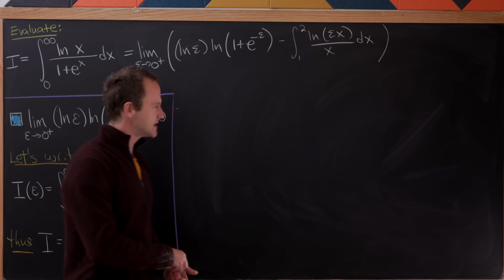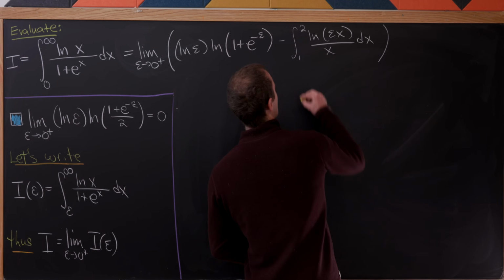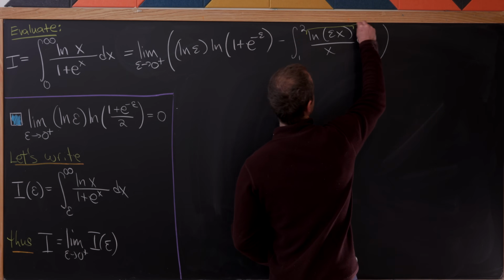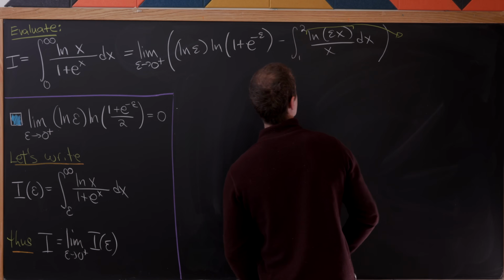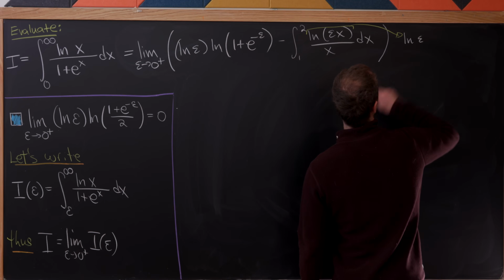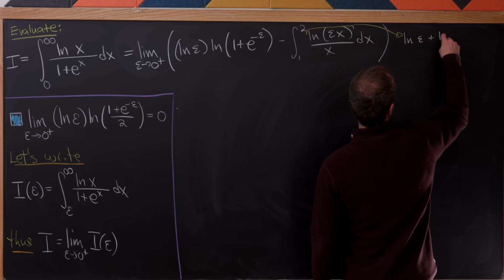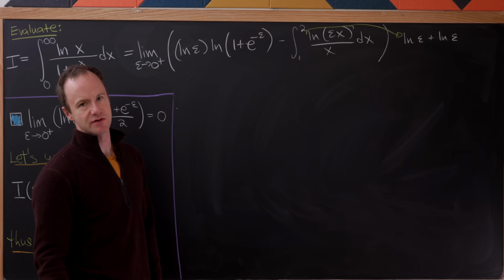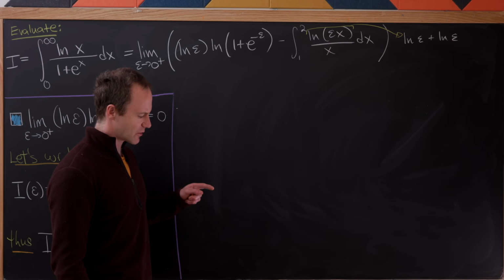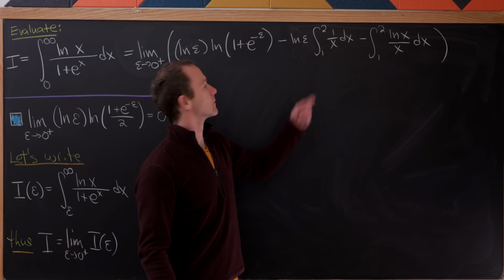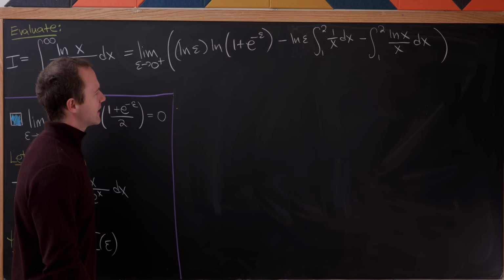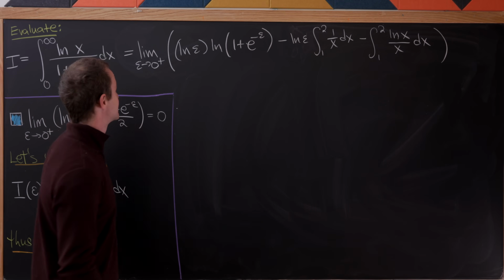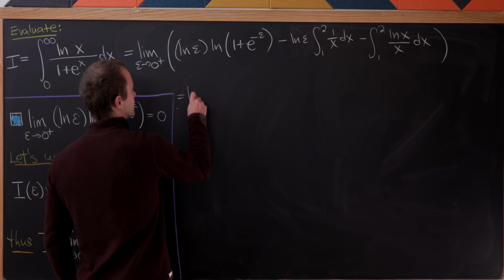And now I'd like to note that this natural log of epsilon times x, again applying a logarithm rule, can be written as the natural log of epsilon plus the natural log of x. And then we can split that into two integrals. And so we don't take up any room, let's maybe do that now. Okay, so there we have it. Now we're ready to do our last steps. Okay, so let's do those.